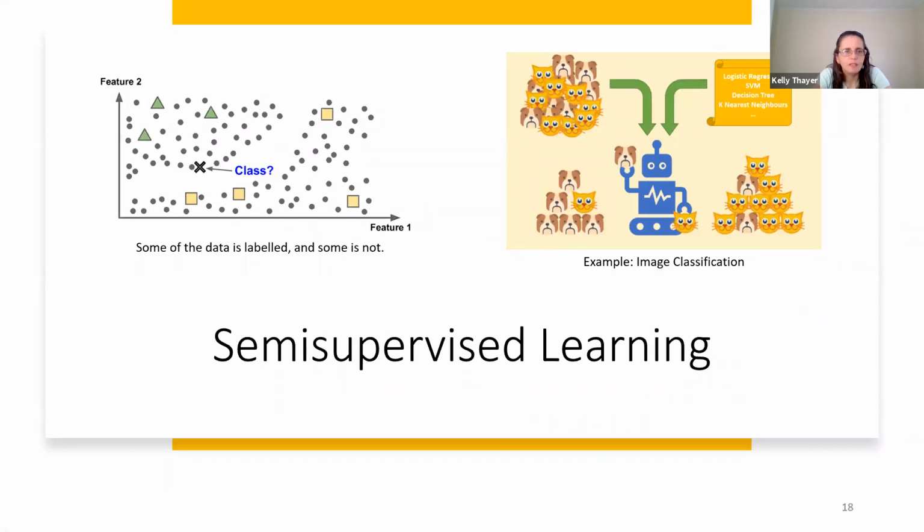Semi-supervised learning means that some things are labeled and some are not. Image classification, again, is another good example of this. So we might have a robot here whose job is to classify between cats and dogs. Some of the information may be labeled and some may not. This is called semi-supervised because, again, it's a question of whether there is a tag or available information known about it. Since only some of the information is, that is why it's called semi-supervised learning.